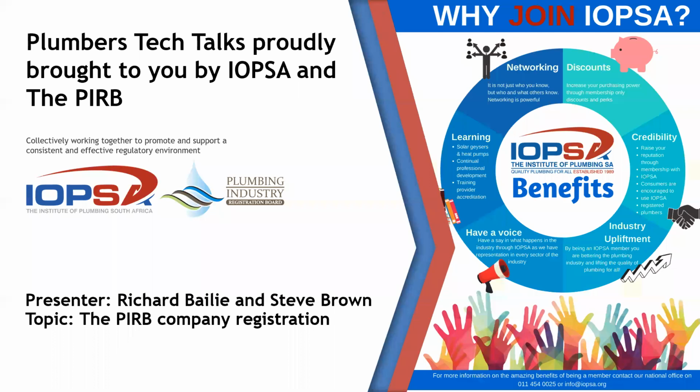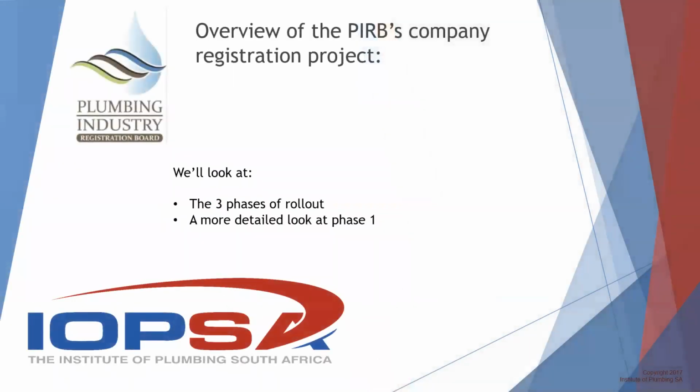We're talking about the function that PIRB has started to include within its system, that being the registration of companies. So we'll look at, this is just an overview, guys. It's going to be a short, sweet presentation, 20 minutes. It's just an overview. So we'll look at the 3 phases of rollout, because the rollout's going to occur in 3 phases. And then in this session, we'll take a more detailed look at the first phase.